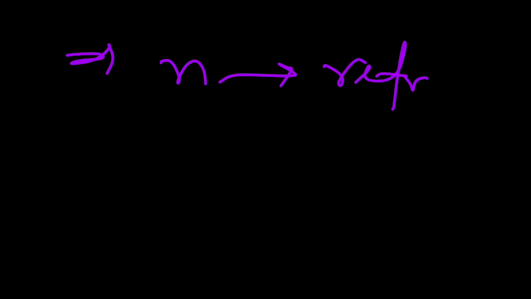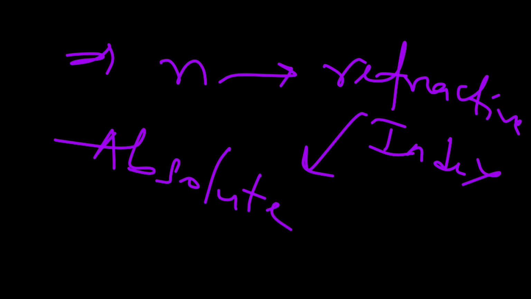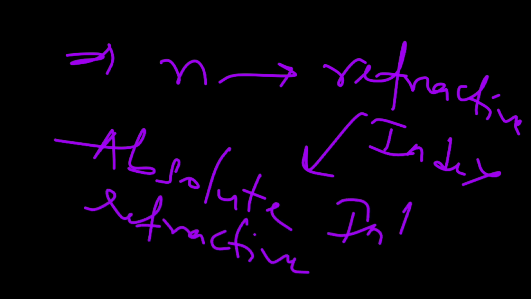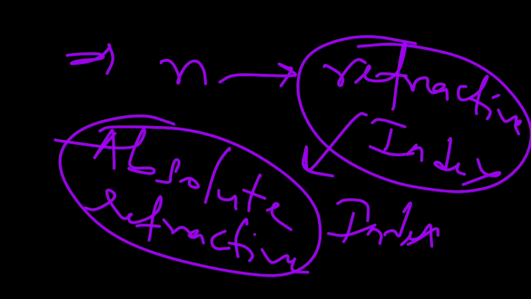So this is all about refractive index. Sometimes they might call refractive index the absolute refractive index. Both are the same, so don't get confused. Absolute refractive index and refractive index are both nothing but n. N means refractive index. Does refractive index have any units? No, it doesn't have any units.